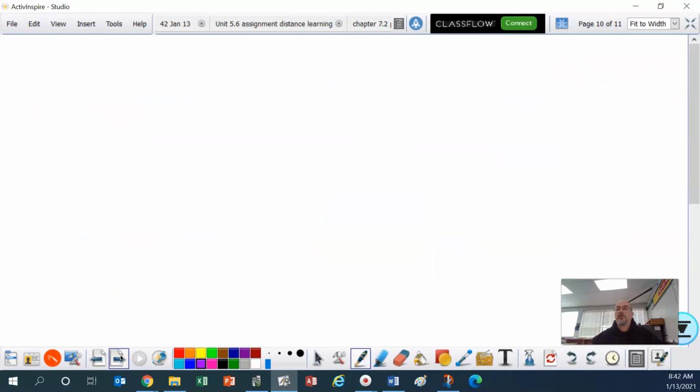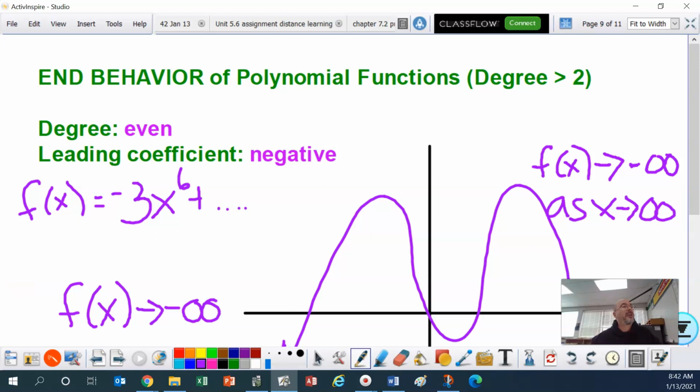So that's it, ladies and gentlemen. Excellent. So again, don't forget the stuff that's in your book that you can look at, the examples in your book that you can look at.